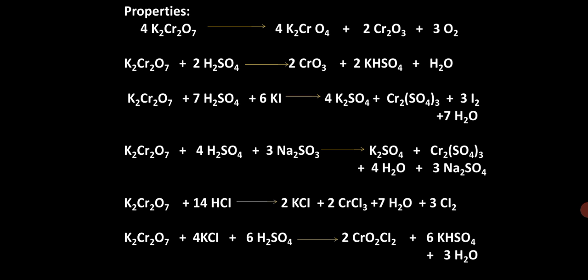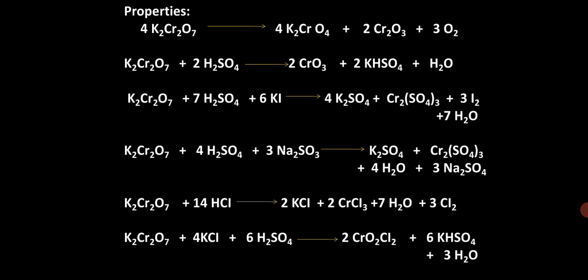So now next, you can see that it liberates iodine when it reacts with potassium iodide. You can see the third equation on the screen: K2Cr2O7 when it reacts with H2SO4 and KI, it gives you K2SO4 plus chromium sulfate plus iodine plus water.